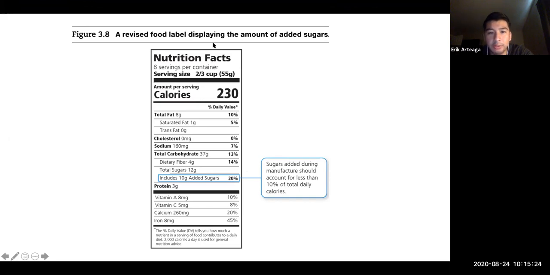So the revised food label displays the amount of added sugars. I believe the FDA, USDA, all the governing agencies have limited the amount of sugar added into manufactured goods, right? It should count for less than 10% of the total daily calories on your food label. Added sugars have been scaled back given the obesity crisis in the United States. So the FDA has implemented that 10% rule, right? Added sugar should not make up more than 10% of the total calories.